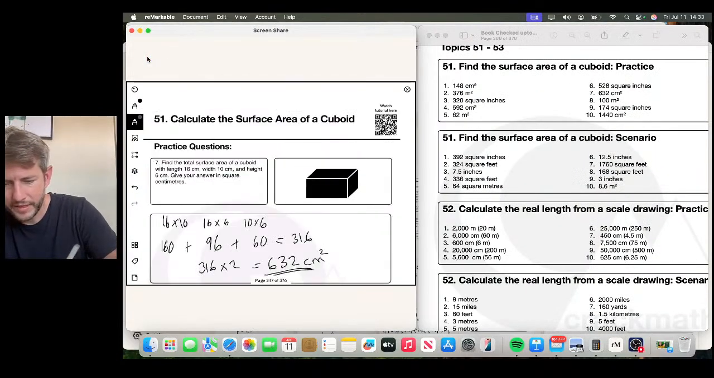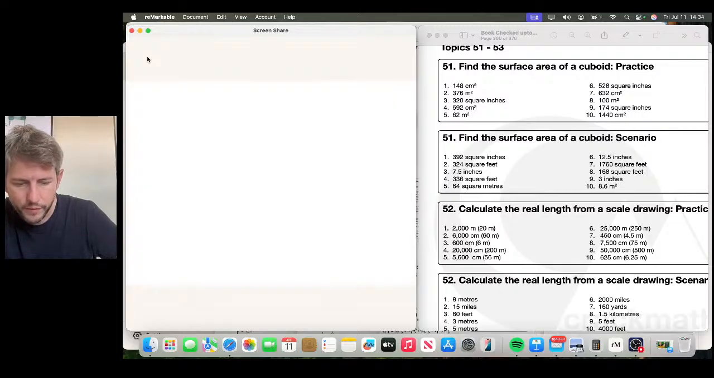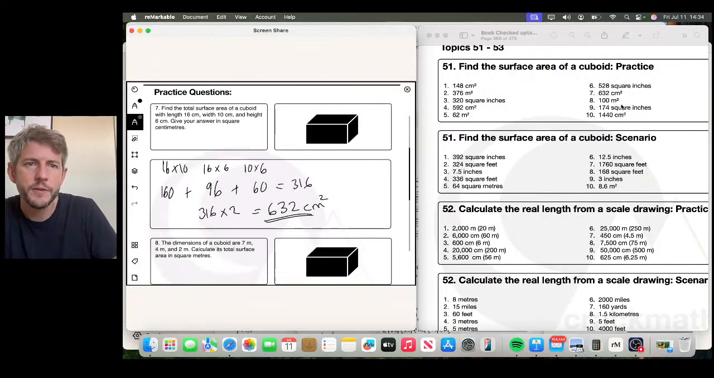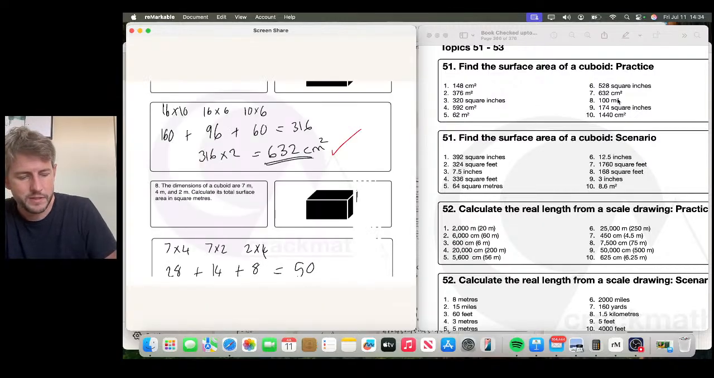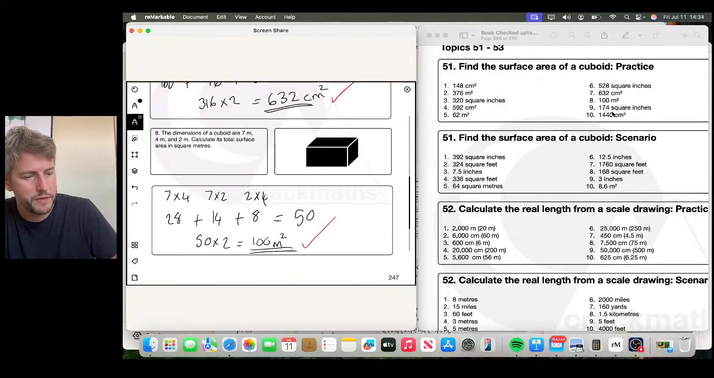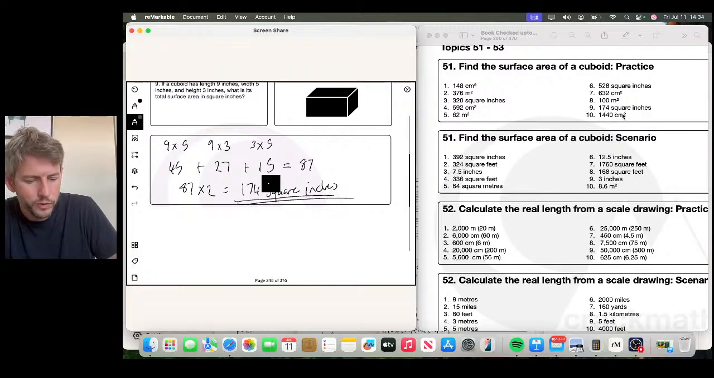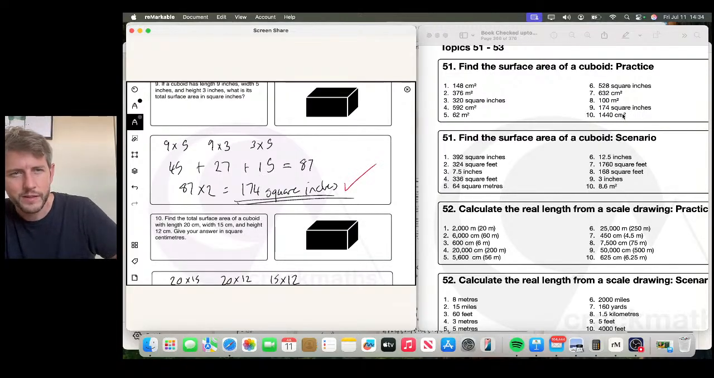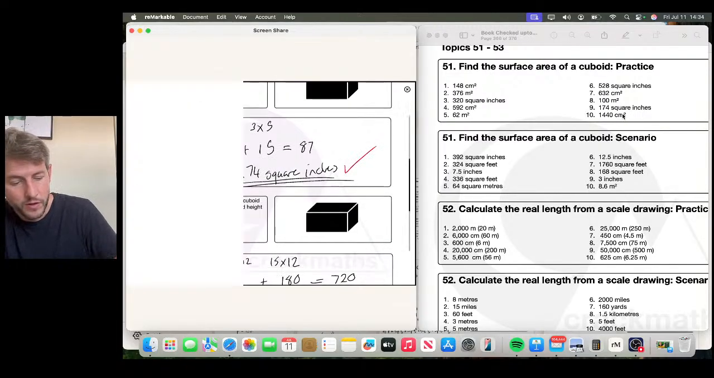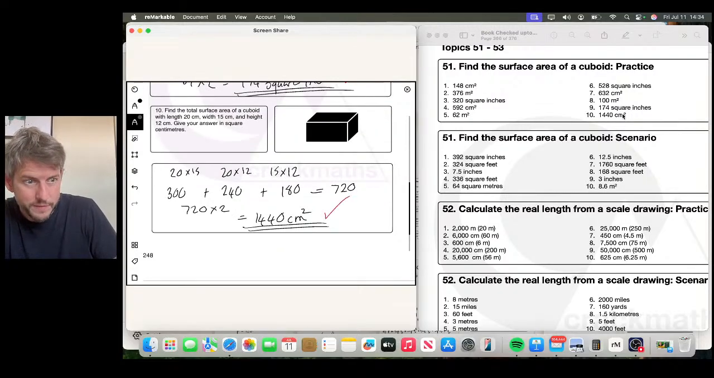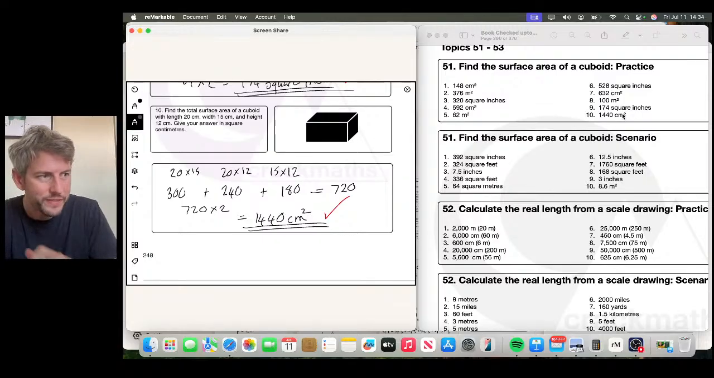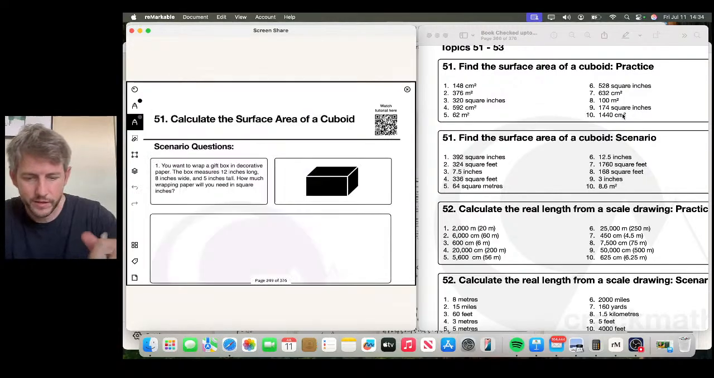So, here we go. Right. So, 632. Yep, excellent. 100. Yep, perfect. 174. Excellent. And then 1,440. Wonderful. So there we go. Right. Now in the scenario form. Okay, so here we go.